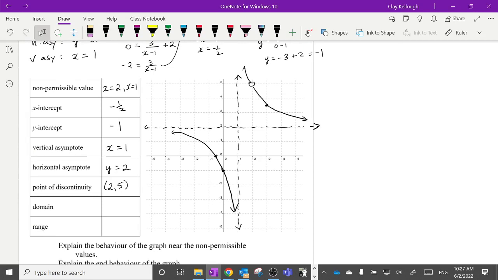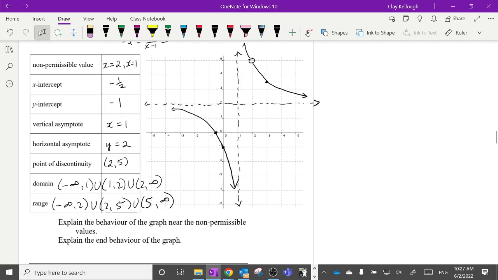Well, there's two numbers x can't touch. So I can go from -infinity up to 1. Then I can go from 1 to 2. Then I can go from 2 to infinity. For the range, there's two numbers that y can't touch. Y can't touch 5 and 2. So I can go from -infinity to 2. I can go from 2 to 5. And then I can go from 5 to infinity.